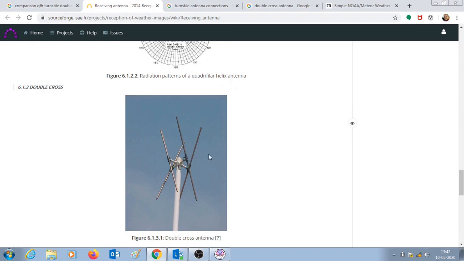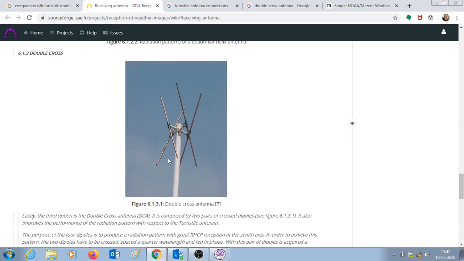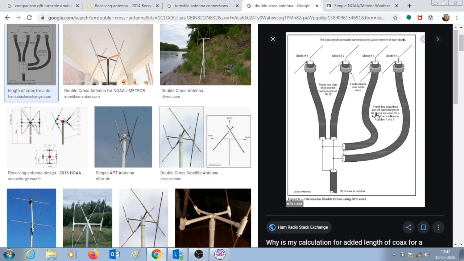And the third one is the double cross antenna. This is also a popular one. It consists of four dipoles arranged in the way shown here, and it also has a certain type of connections that are required. Dipole 1 and 2 will have the same length, and dipole 3 and 4 will have the length lambda by 4 longer than the dipole 1 and 2, and they are connected in a particular way. And then you have a 50 ohm coax that goes to your receiver. So if you get everything right, then this is a very, very good option to receive from these satellites.